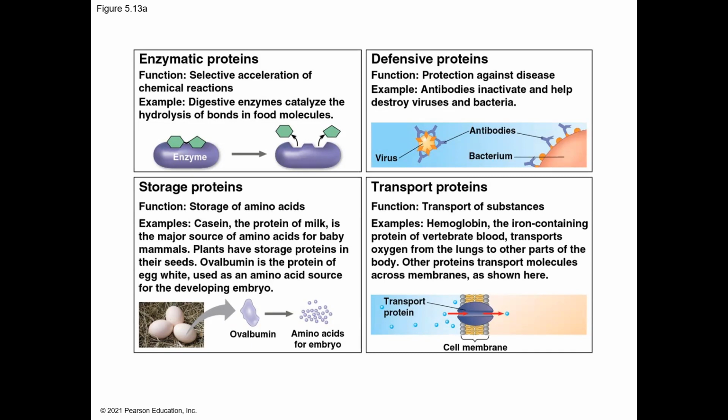Transport proteins. Their function is to transport things across membranes. An example would be hemoglobin, the iron-containing protein of vertebrate blood. It transports oxygen from the lungs to other parts of the body. There are many transport proteins in the plasma membrane, and we'll cover them at another time.